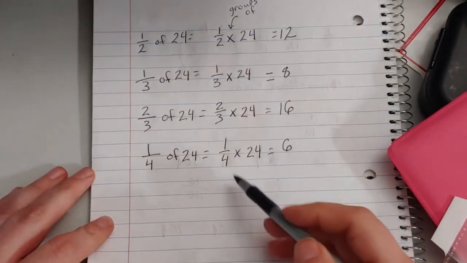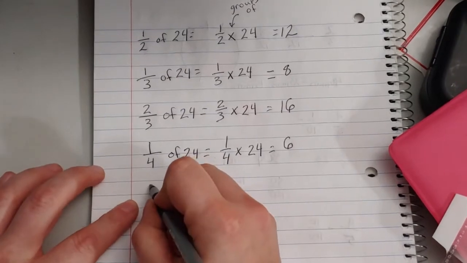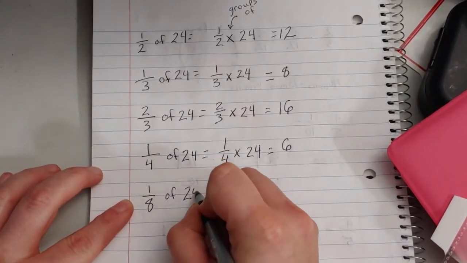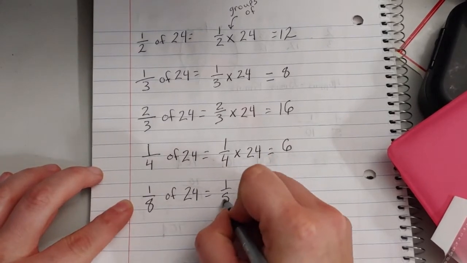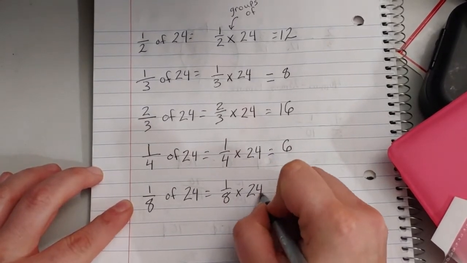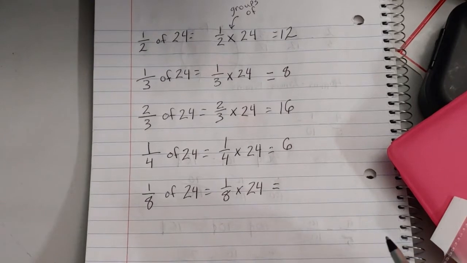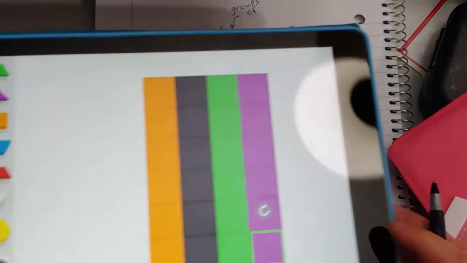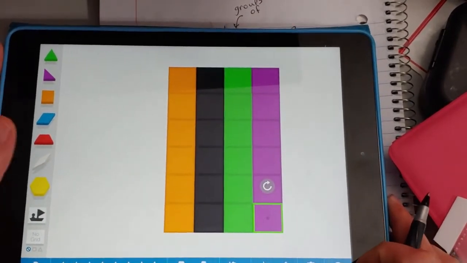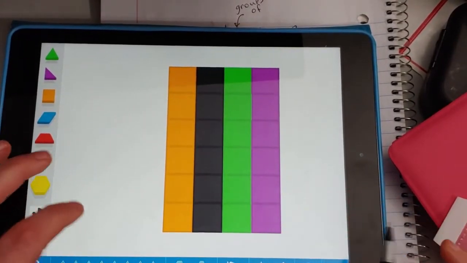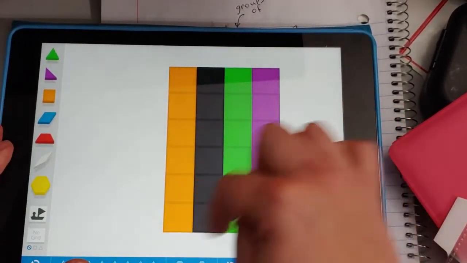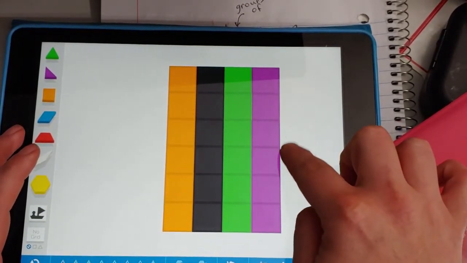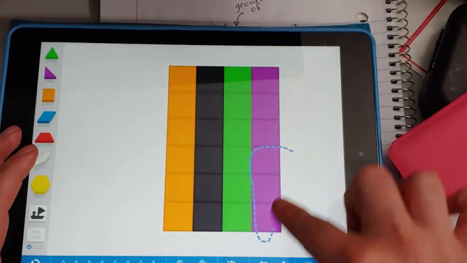Okay, so building off of what we know, how about 1/8 of 24? 1/8 times 24. What does that equal? Pause and solve. Well, if you haven't cleared out your board yet, we already have 4 groups, so now we need to half it, right? We need to have twice as many.